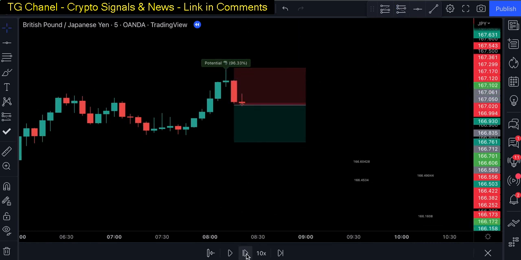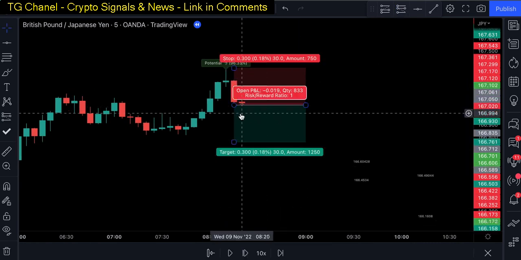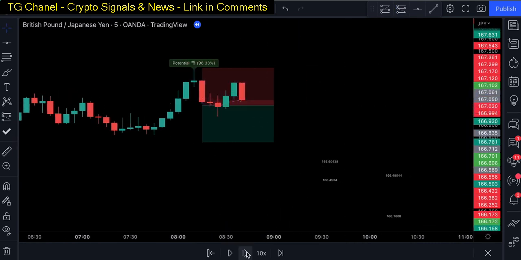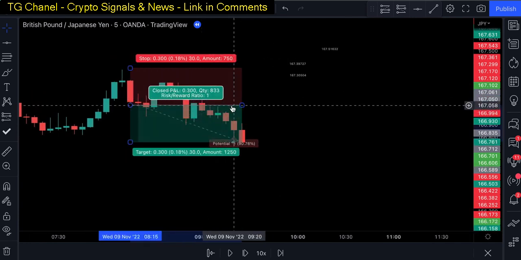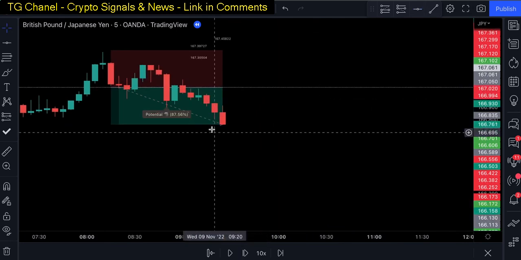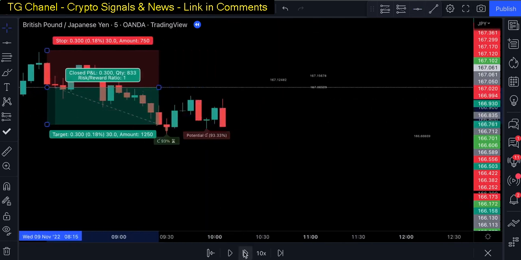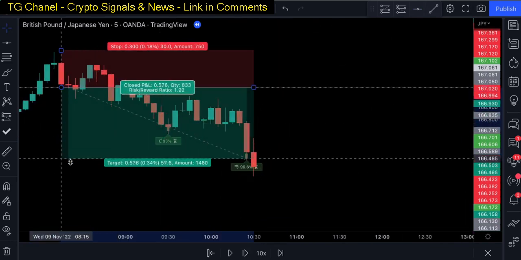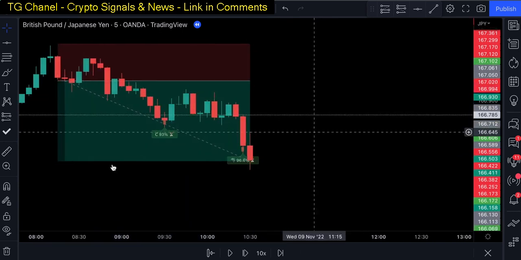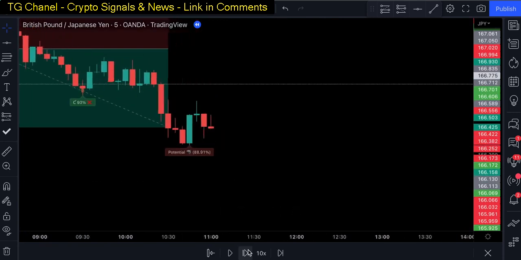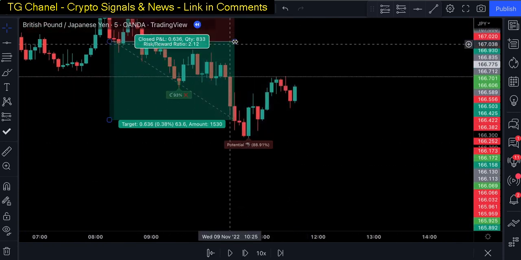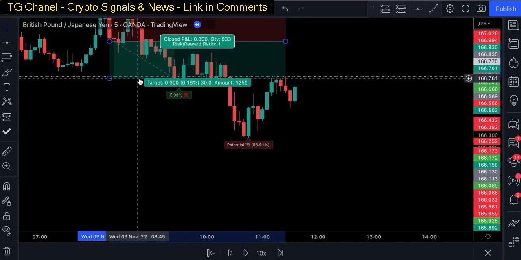The order got executed on the very next candlestick, and now we're officially in a trade. Okay, we see the market reached the risk-reward ratio of 1:1. This means that our stop loss is going to be moved to the break-even. Okay, looks like the stop loss got triggered, and we closed this trade with a good profit.